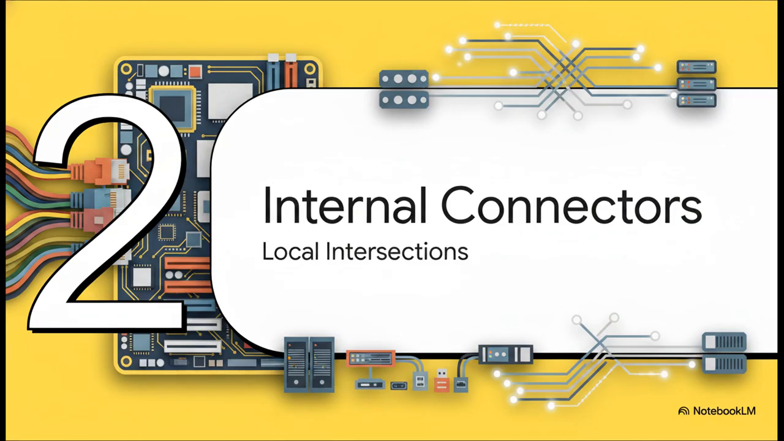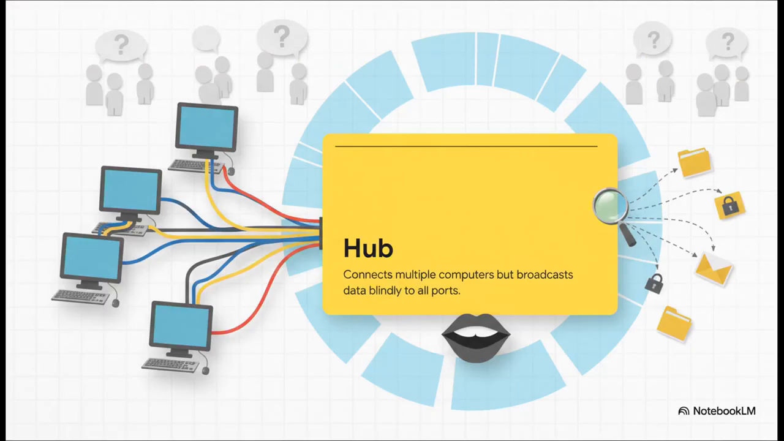Okay, now that our physical cables are firmly laid down, let's step up a layer to part 2, internal network connectors, our local intersections. So what are these cables actually plugging into? Historically, the hub. It's a basic device that connects multiple computers together, but here's the major catch. It blindly broadcasts data to all of its connected ports. It's literally the oldest, simplest internal connector we have.